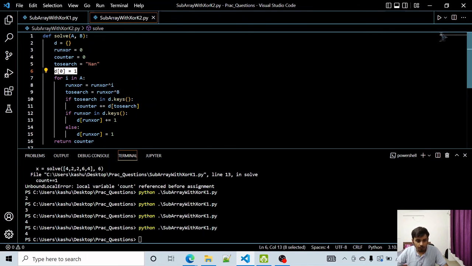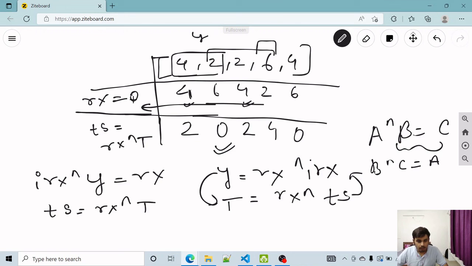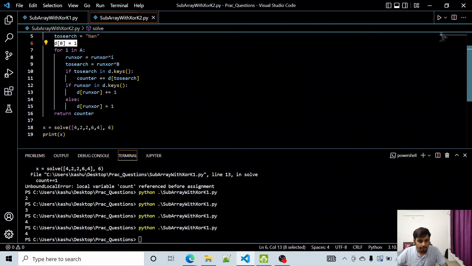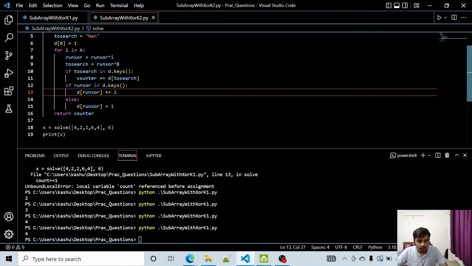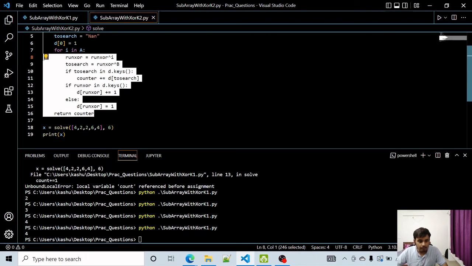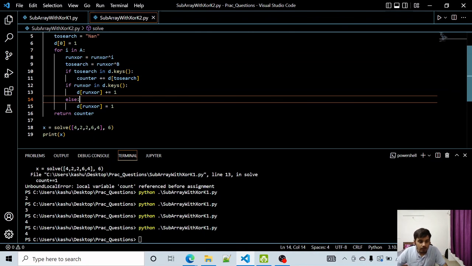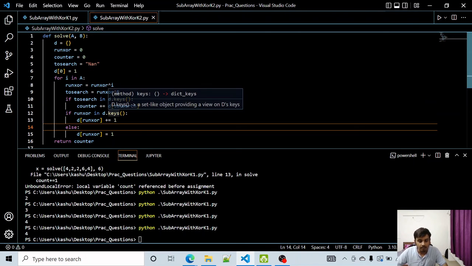Initializing the dictionary with 0, because 0 is what we begin with, we perform the running XOR and find tSearch. If tSearch is there in the dictionary, we'll increment the counter. If it is not there in the dictionary, we'll store it, and if it is already there, we'll increment the count of it. So this is the implementation. Implementation could be done in other ways as well, but this is one way to do it. You can do a dry run of the code in case you need greater understanding of it.